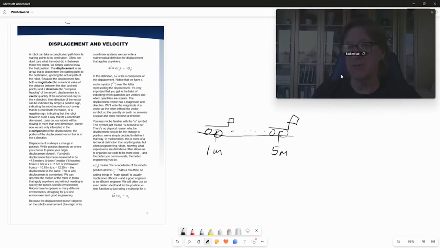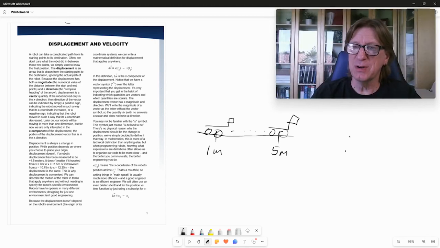And so the robot travels all the way over here. How far did the robot travel? Well, we probably could easily say, oh yeah, he went 4 meters. That is in fact the distance that he traveled. So that is a scalar. It doesn't have a direction. Now you may say, oh, but he went forward. Well, then it becomes a vector. So the distance does not have a direction. It's simply just how far the robot went.